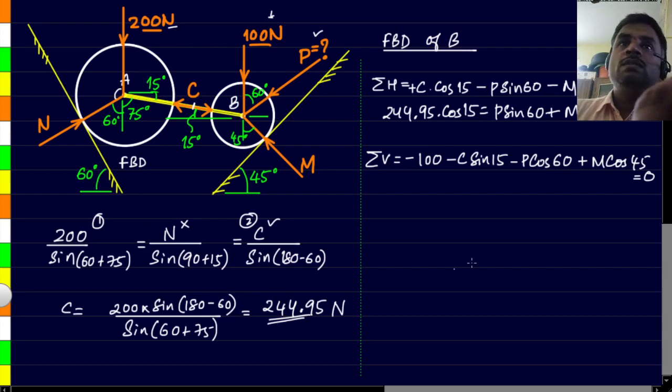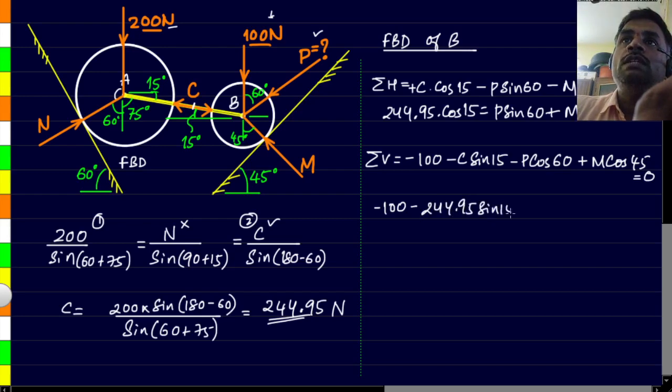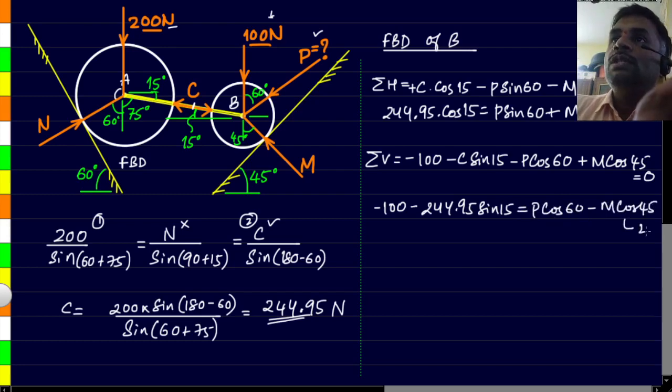Once again, let us substitute the value of C here and find another equation. So it's minus 100 minus the C value, 244.95 into sin 15, and the remaining terms let us send to the other side. It becomes P cos 60 minus M cos 45. So this equation we will call equation number 2.